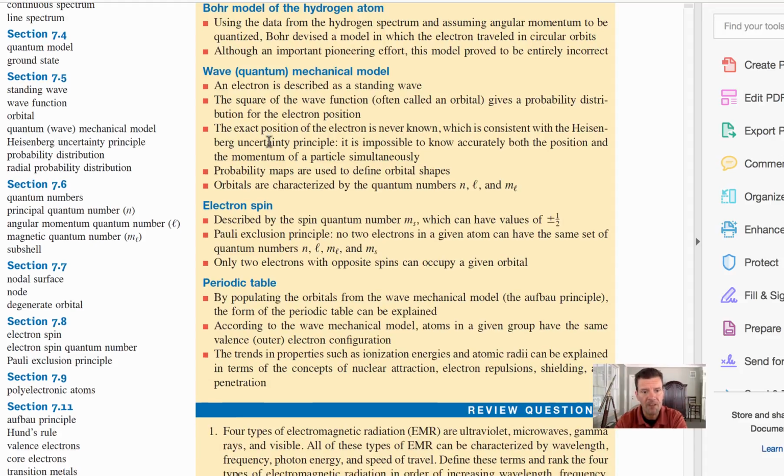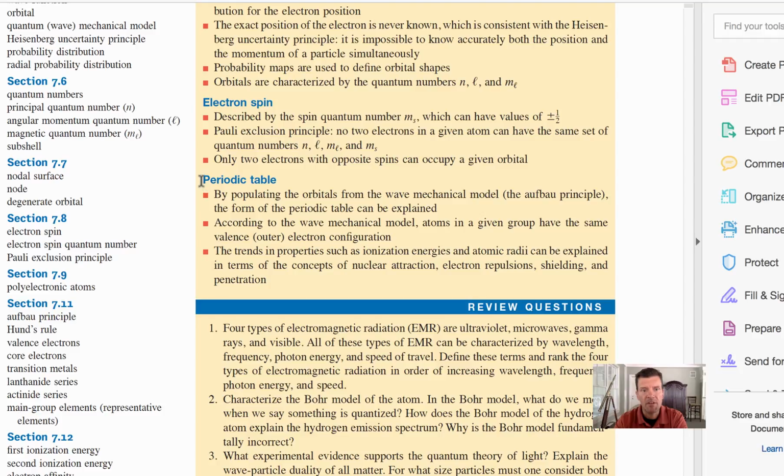Okay? And then an important topic here, when we talk about the periodic table, it's important for you to understand how the pattern of the periodic table, the properties of the different elements, and the electron configurations are all connected.